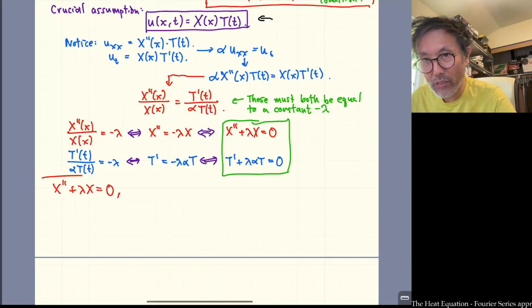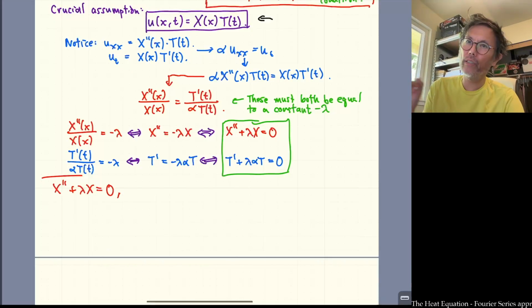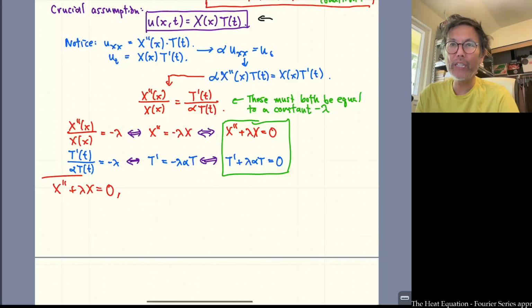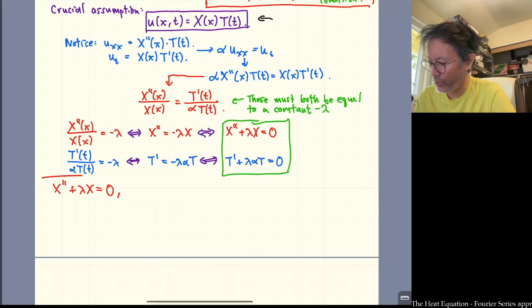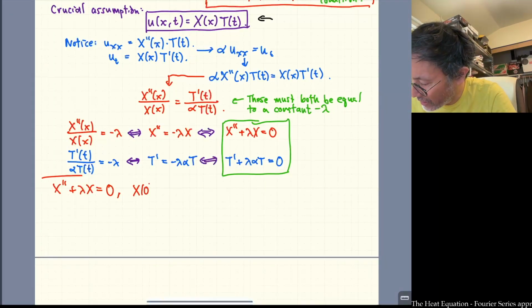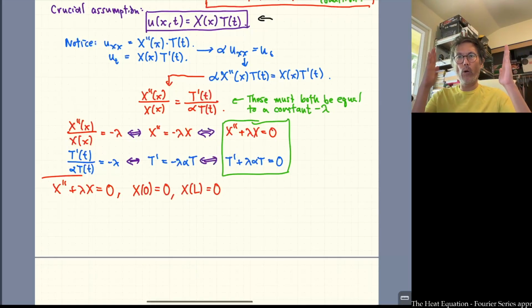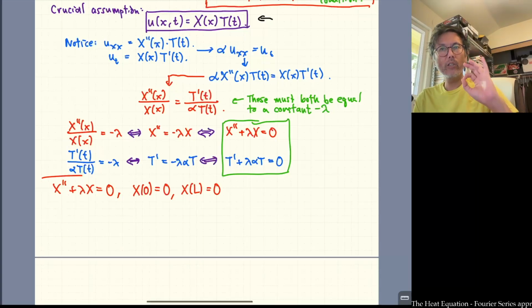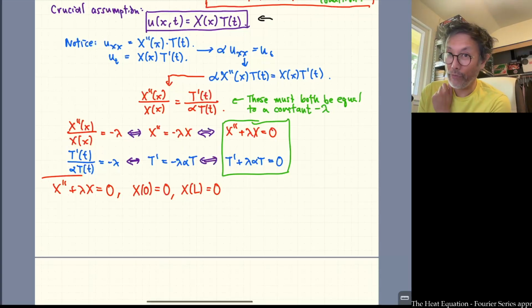So we have this differential equation. It's a second order homogeneous linear differential equation with constant coefficients. It is very much in our wheelhouse. But we also have these boundary conditions, namely that X of 0 is equal to 0 and X of L is also equal to 0. Right? Both ends are in ice. Cool.